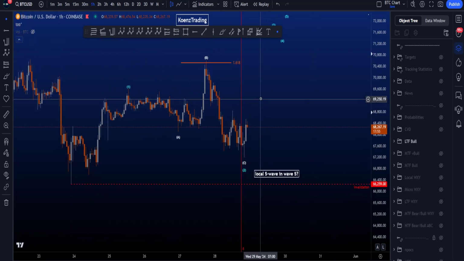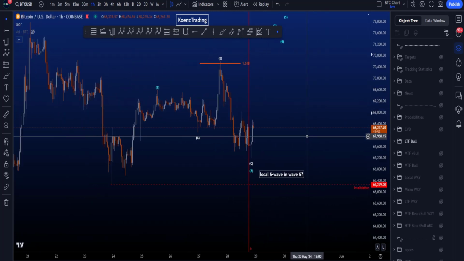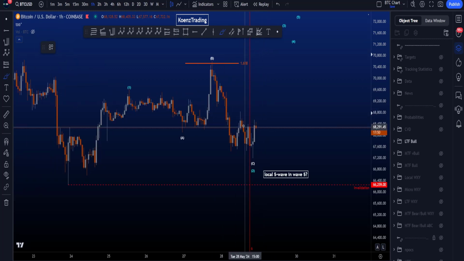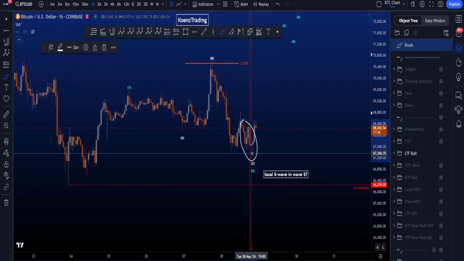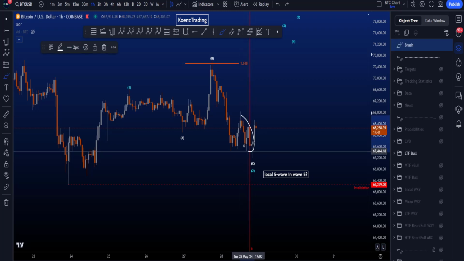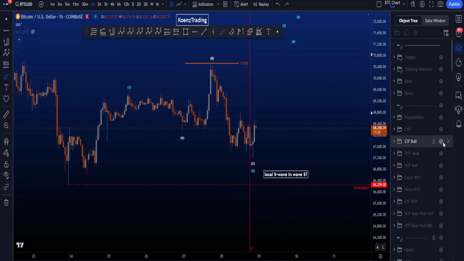Now, probabilities will change if you hit the 0.7 as explained earlier, but at the moment probabilities aren't too great that this move to the downside here is a wave 5, compared to this move to the downside being more of a corrective 3-wave structure.